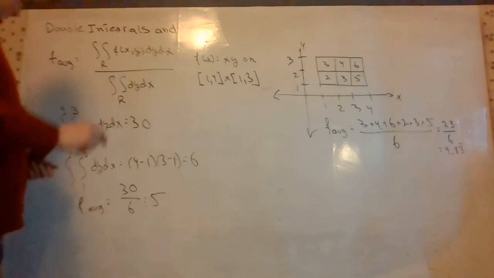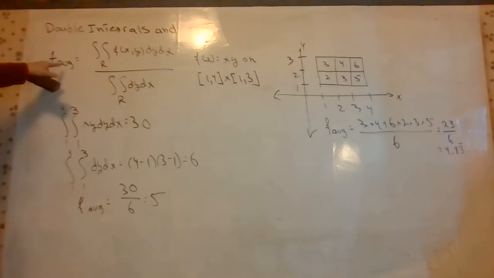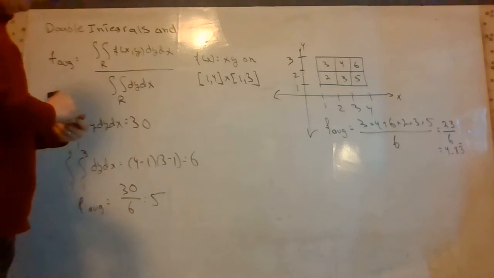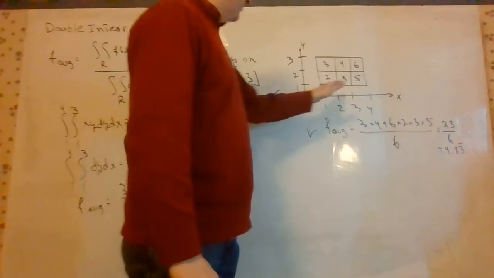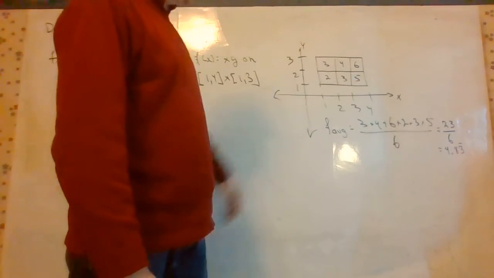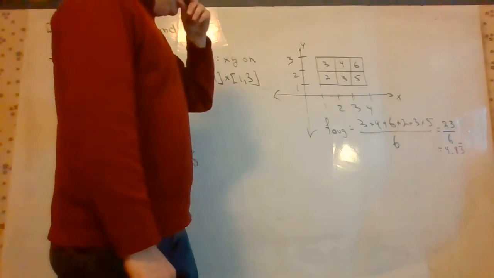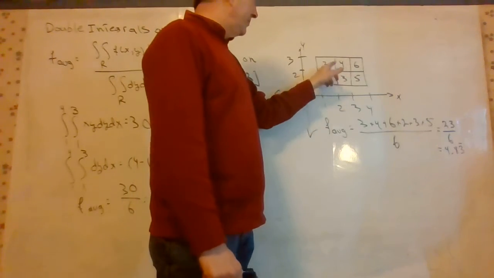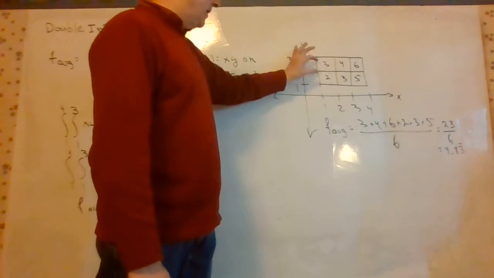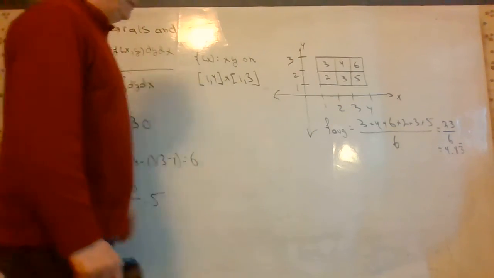Double integrals and average value we're going to talk about. Let's look at a simple discrete case. Suppose we have this region, x goes from 1 to 4, y goes from 1 to 3, and we have function values defined as 2, 3, 5, 3, 4, and 6.